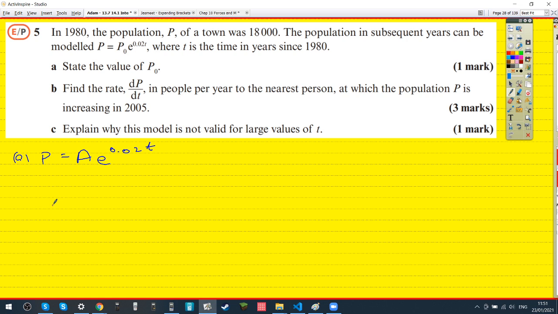Would you work out the derivative? A is when time is 0. So you'd substitute 0 for time, which would just give you e to the power of 0, which is 1. So it'd be A times 1, which is A. So it's the population when time is 0.